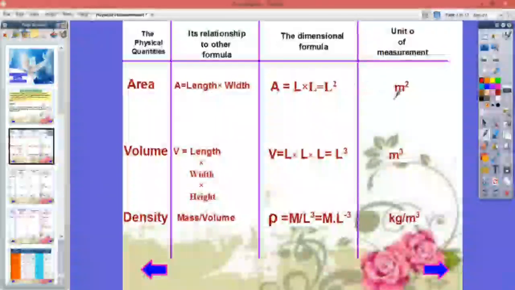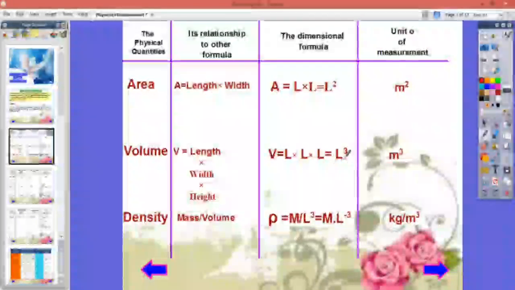Of course, the unit equals meter square. Volume equals length multiplied by width multiplied by height, so the dimensional formula of volume equals L power 3 and the measuring unit equals meter power 3. Density equals mass over volume, equals M over L power 3, so it equals M L power -3.